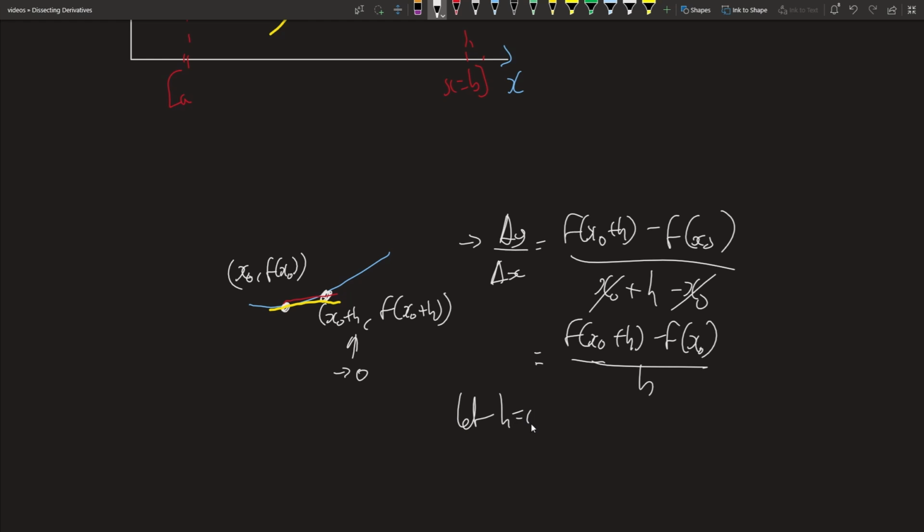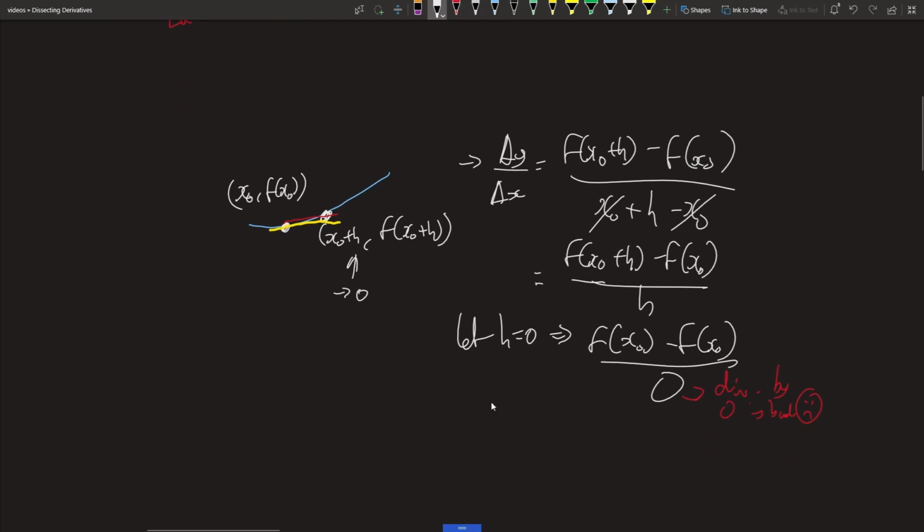Now, if we do let h equal 0, then it means our gradient, delta y over delta x, becomes f of x0 minus f of x0 over 0. This is already bad. This dividing by 0 is bad. However, if we even cancel the numerators out now, because clearly they're the same thing, we have 0 over 0. And this is really bad. An even sadder face.